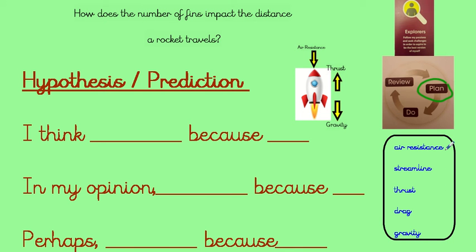And there's some key words that you could use in your prediction or your hypothesis. You don't have to use them all. Challenge yourself to use one or two perhaps. Or if you're feeling particularly adventurous today, you could challenge yourself to use all of them. Air resistance, streamline, thrust, drag and gravity. Okay, year 5 and 6, it's time to pause the video again and to write your hypothesis and your prediction. When you've done that, please come back because we are about ready to start our experiment.